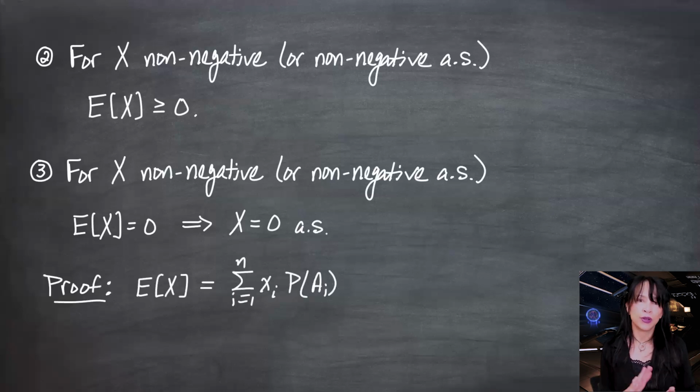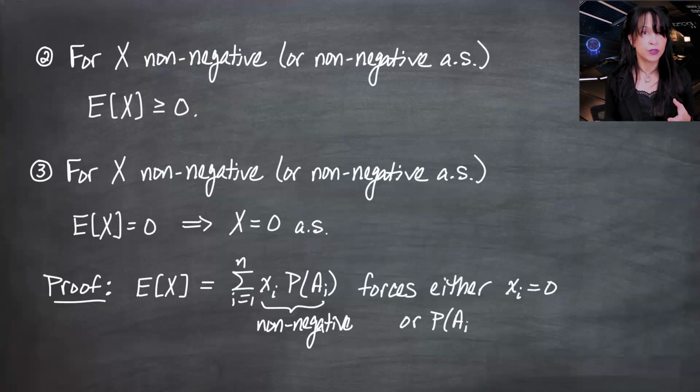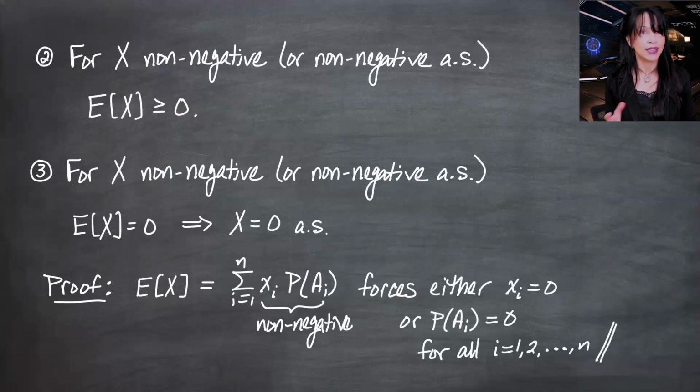To prove this, let's write out the expectation for x as a simple random variable. We're going to get the sum as i goes from 1 to n of a sub i times the probability measure of the set A sub i. Now, if x is non-negative, then each of these is non-negative. A probability is non-negative. I have to say something else if I'm in the almost surely case, but I'm running out of time. But if each term is non-negative and this entire sum is 0, it forces the terms to all be 0 because we can't have some cancellation of positive terms and negative terms.